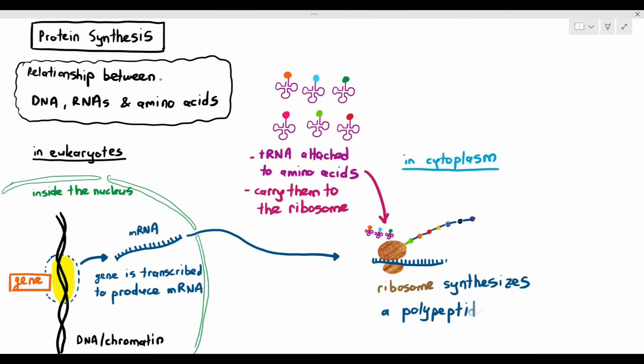the polypeptides. So long story short, the gene is transcribed to produce the mRNA. The mRNA will move towards the ribosome in the cytoplasm. The tRNAs will bring the amino acids to the ribosome, and the ribosome will then synthesize the polypeptides that are needed by the cell. That's how it works.